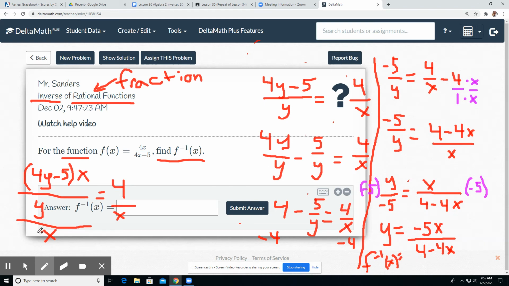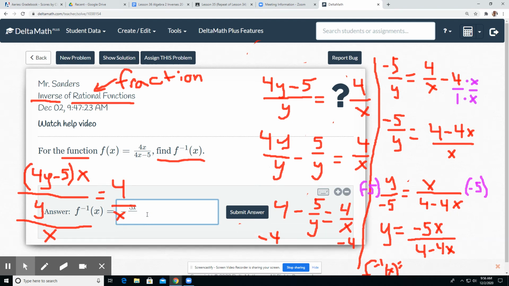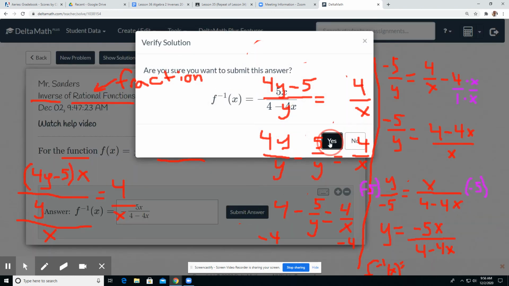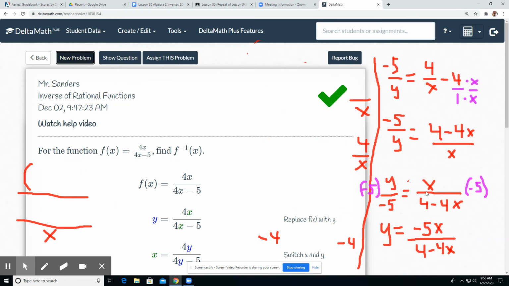Okay, let's see how we did. Whew. All right, negative 5x divided by. Is that okay to have the negative sign in front there? Yes, it is, not a problem. On the bottom is 4 minus 4x. And just confirm, don't want to do all this work and make a mistake when I'm typing it. And submit. Check. All right, so there's all my steps.